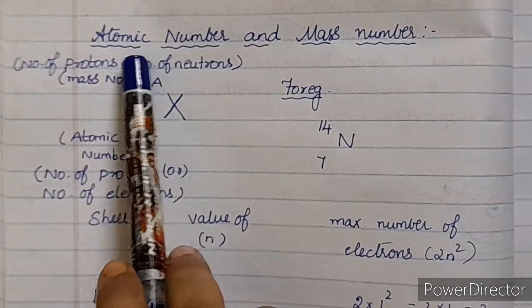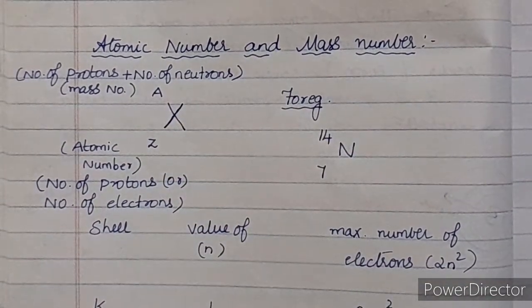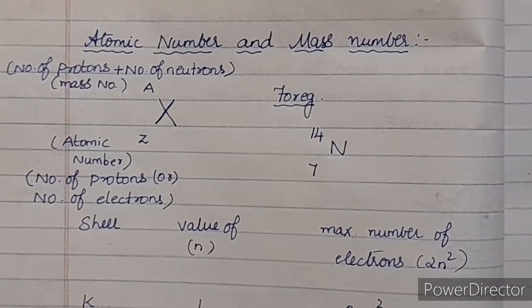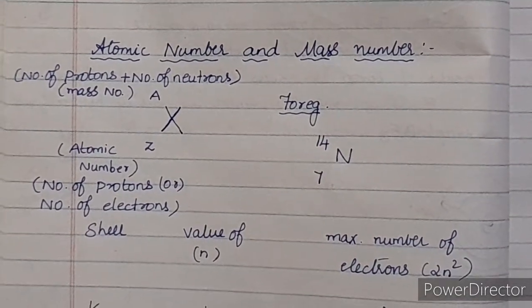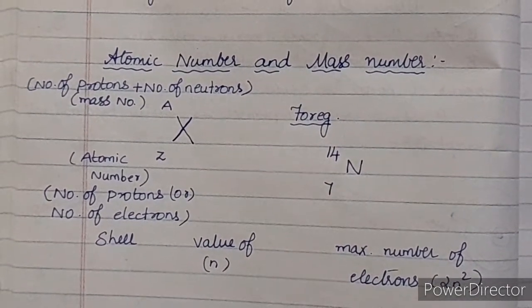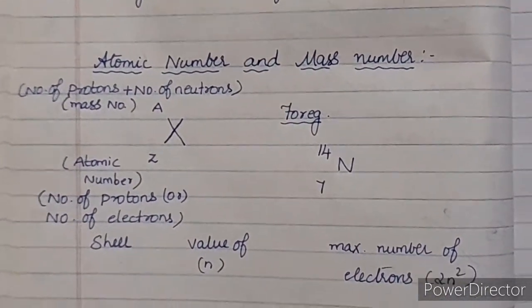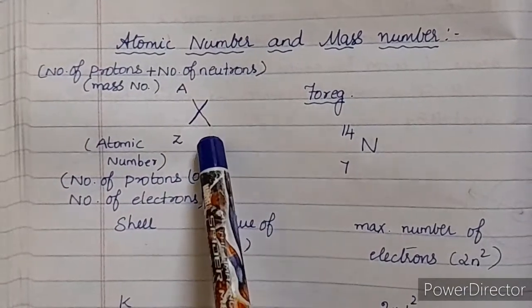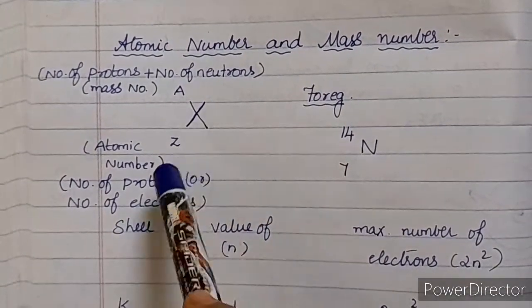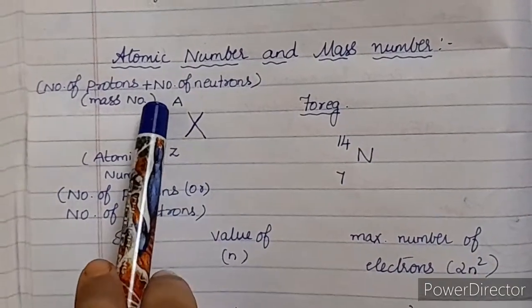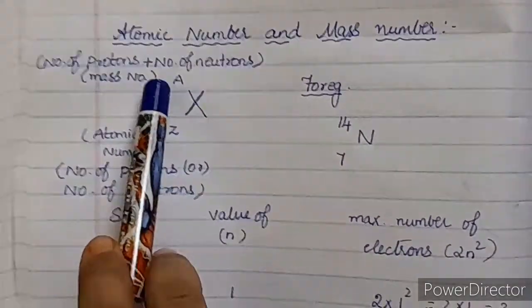Now let's see what is atomic number and mass number. Always, the element is represented in the form of a symbol. For example, nitrogen is represented by N, chlorine by Cl, aluminium by Al, and hydrogen by capital H. Now, when the element is represented by the symbol, the number written below the symbol is the atomic number, and the number written above is the mass number.